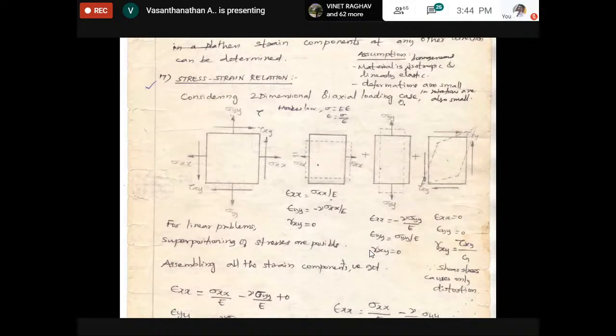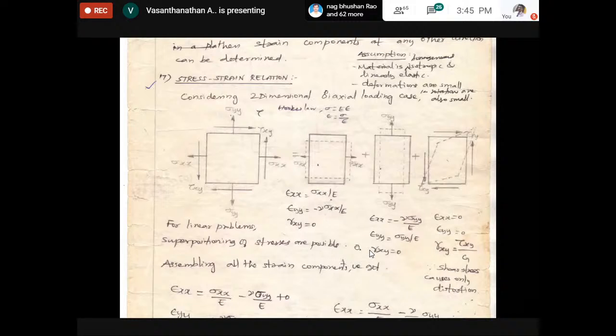Now coming to sigma yy, you apply load like this. So along the y direction your deformation increases, and along the x direction it contracts. So along the x direction, minus nu sigma yy by E. Here you'll get epsilon yy equal to sigma yy by E. And here only gamma xy exists. That's the relation between gamma and tau. So shear strain equals shear stress by G. G is the shear modulus.